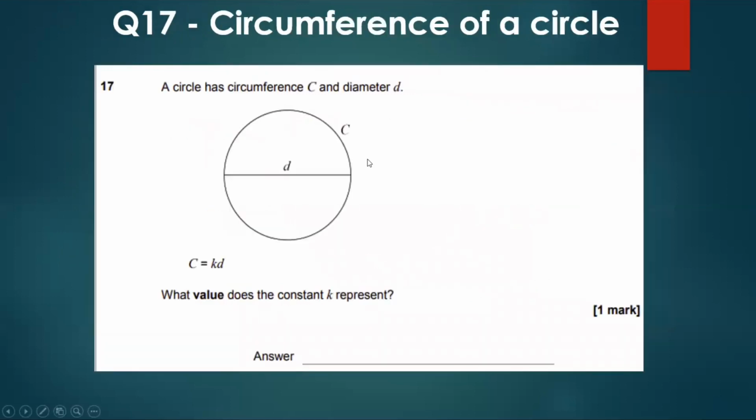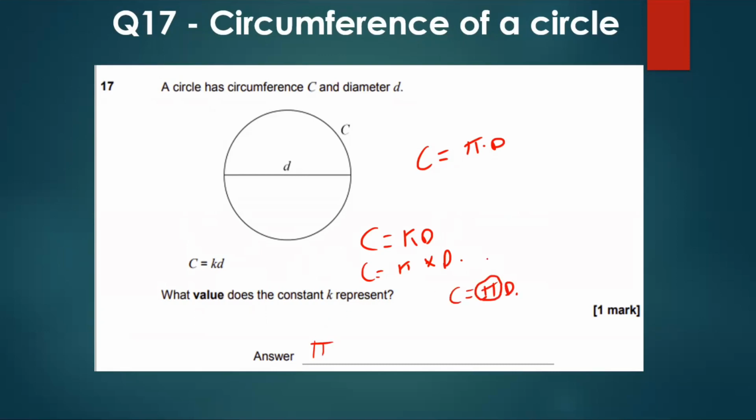Number 17 then says that a circle has circumference C and diameter D. C is equal to KD. What value does the constant K represent? Well, first of all, we need to understand what the circumference of the circle is. Now, circumference of the circle is normally pi D, or pi times the diameter. So if you've got C is equal to KD, well, that's trying to say C is equal to pi times D. So that's just basic knowledge of understanding formulas. So the constant K is trying to represent pi. So C is equal to pi D.